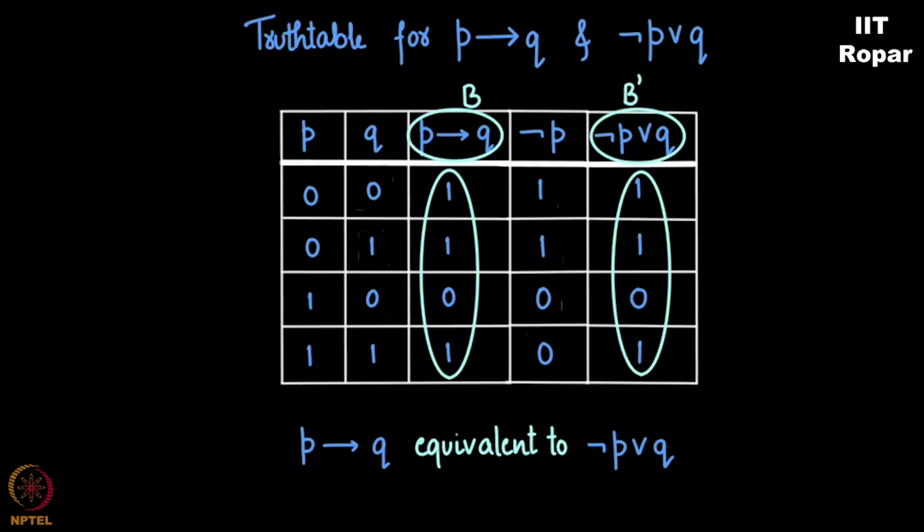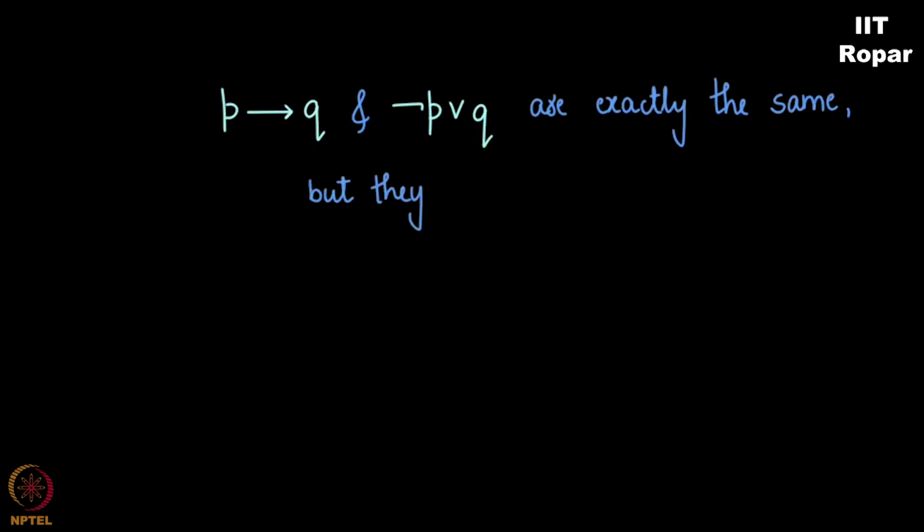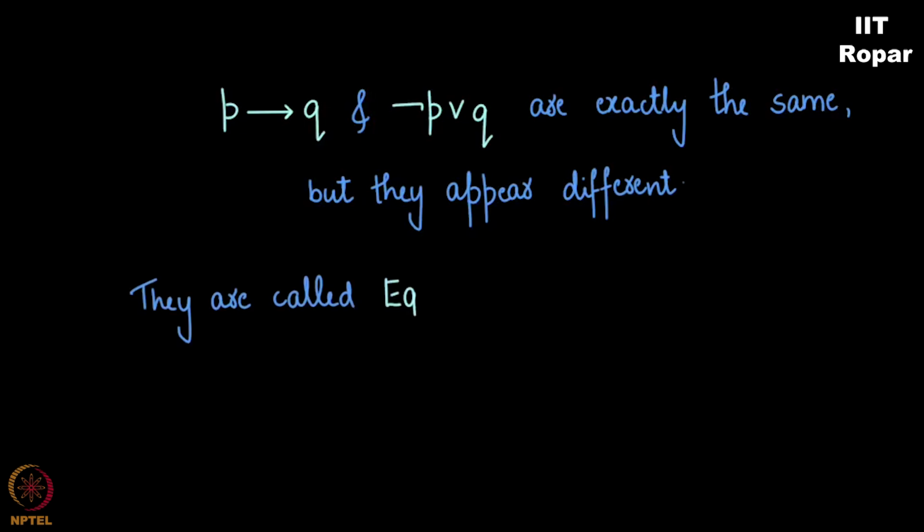They might appear different. So my P implies Q here and my not P or Q here are exactly the same, but they appear different. Such expressions are called equivalent Boolean expressions.